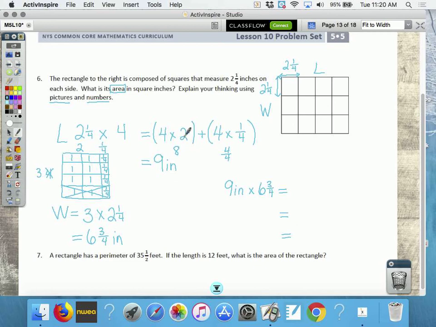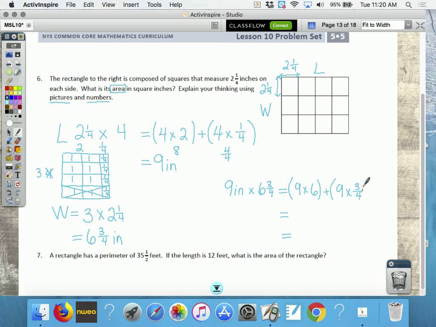I want to turn it into 2 multiplication problems. Okay, hold your pencil still. George, hey, what 2 multiplication problems do I need to make here? 9 times 6. Okay, 9 times 6. Write that down. And, do you know the other one? 9 times 3/4.